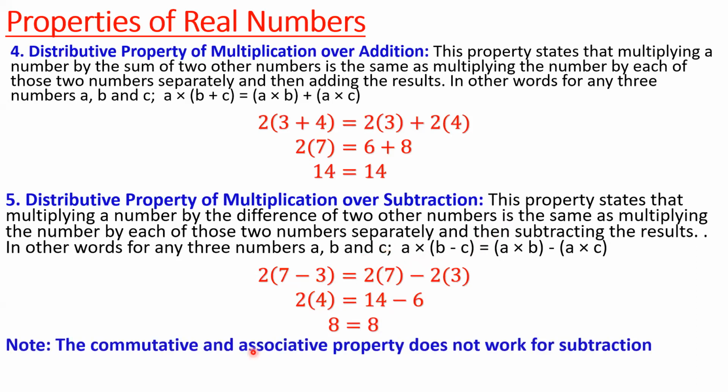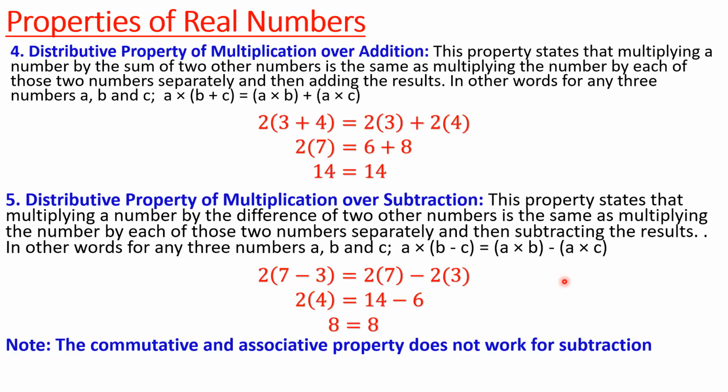We must say that the commutative and associative properties do not work for subtraction, and that's a very important thing. So only the distributive property works for subtraction. The commutative property doesn't work for subtraction, and the associative property doesn't work for subtraction, because the way you group numbers when you subtract them does matter, and the way you move numbers when you subtract them does matter. They only work for addition and multiplication.